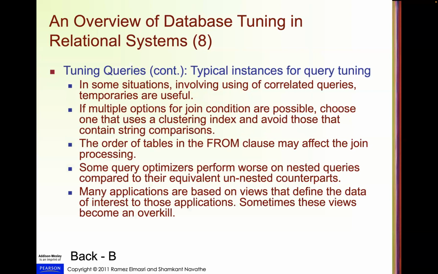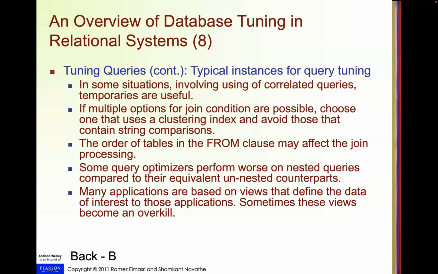Now, there are other situations which require the tuning of queries. Typically, that includes instances for query tuning. The first one is that in some situations involving correlated queries, temporaries are useful. You remember we have the concept of correlated queries, right? A query inside a query. So correlated queries and temporaries, in some examples, are useful, so we might use them.